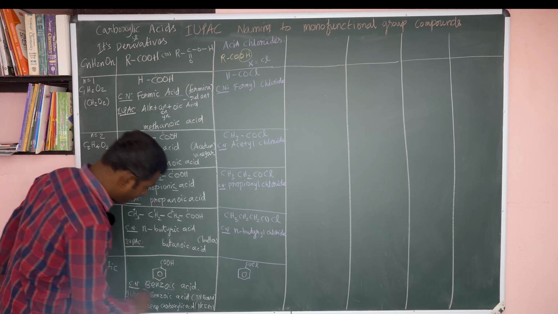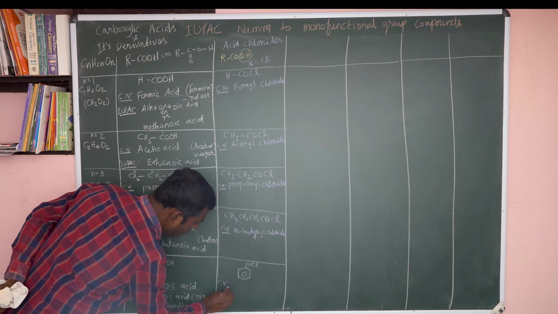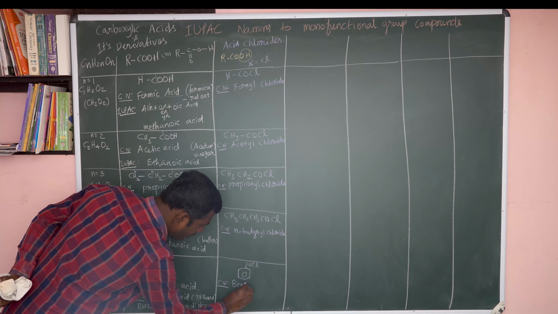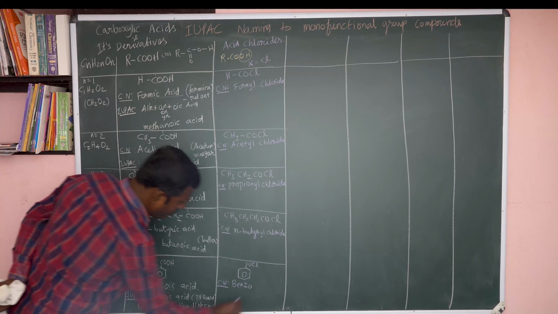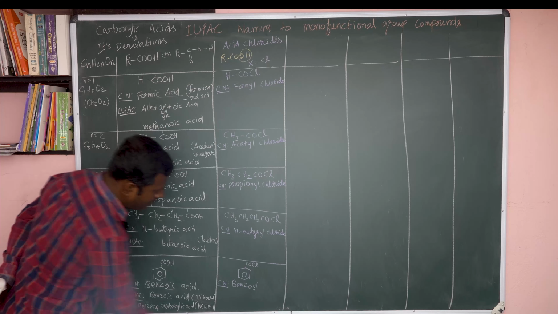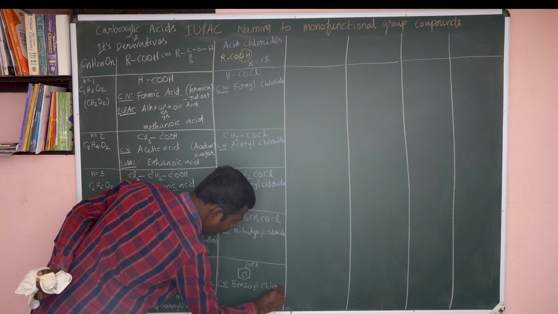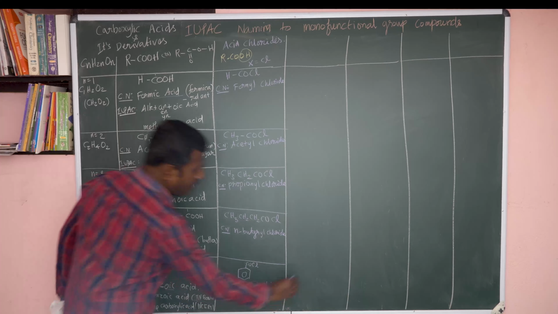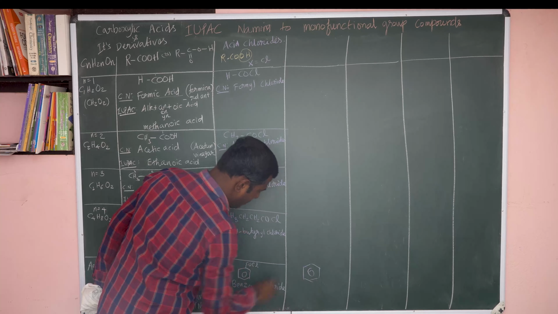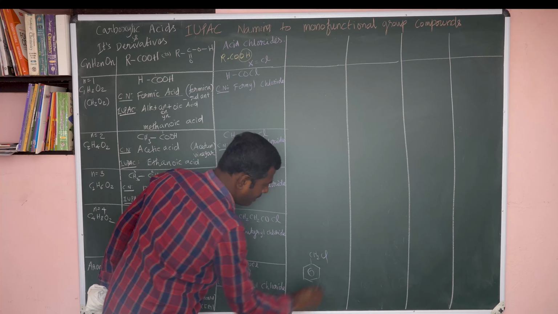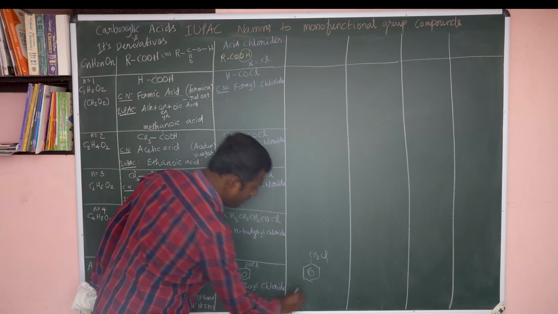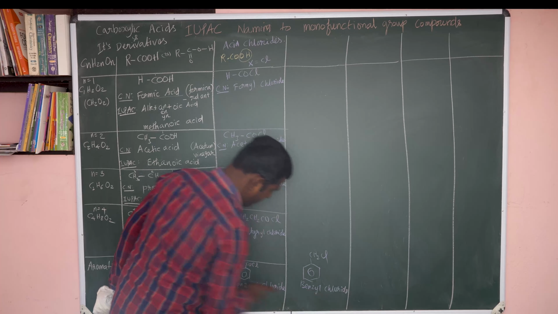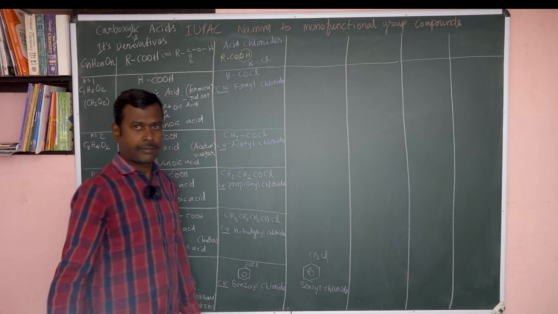Right. And for this compound, the common name: in benzoic acid, ic is removed, then benzo, and instead of ic, yl is added. Then the acid part is replaced by chloride. So this is benzoyl chloride. Benzene ring with COCl is benzoyl chloride. Benzene ring with CH2Cl is benzyl chloride, that we know. This is benzoyl chloride. This is benzyl chloride.